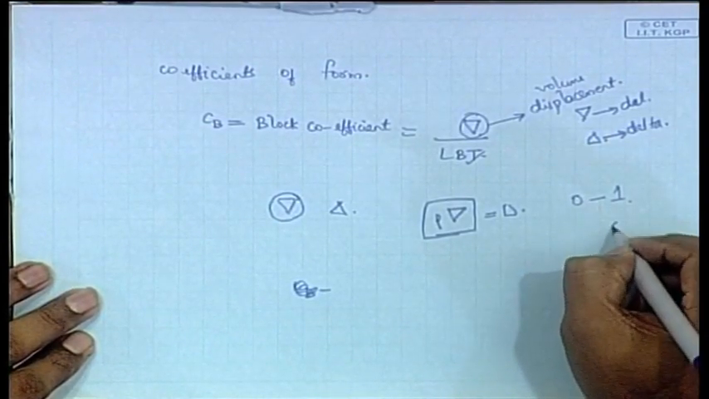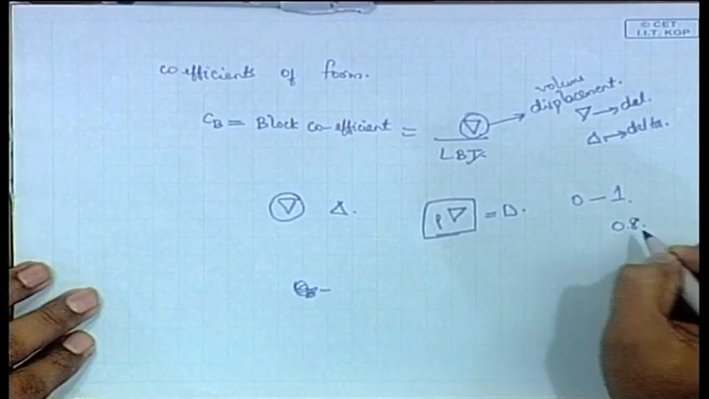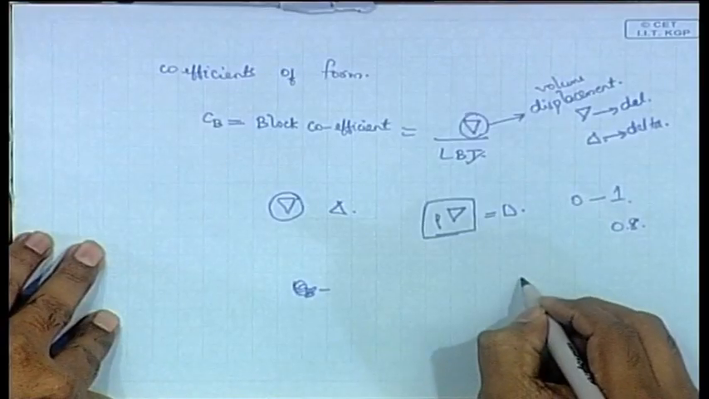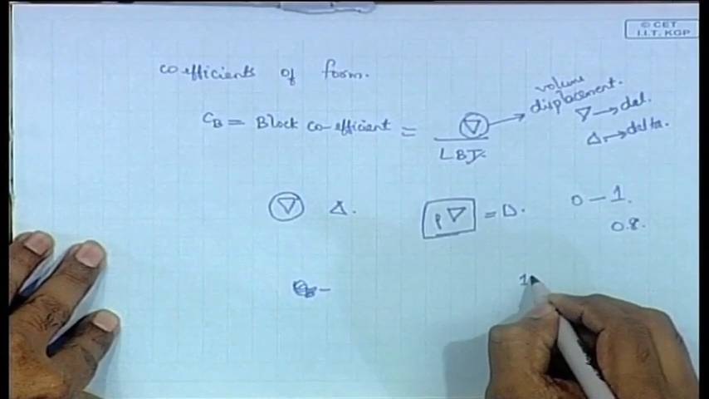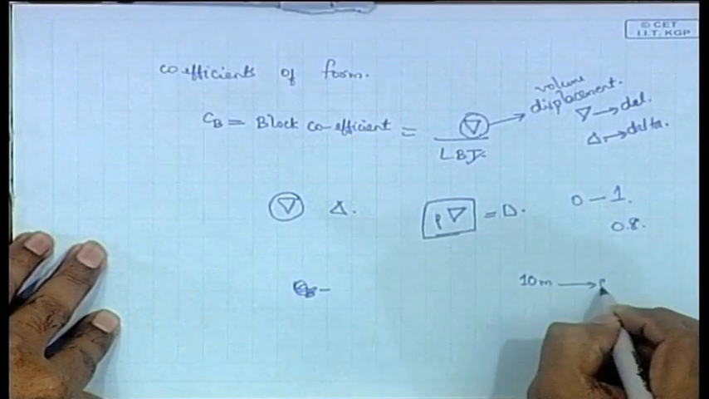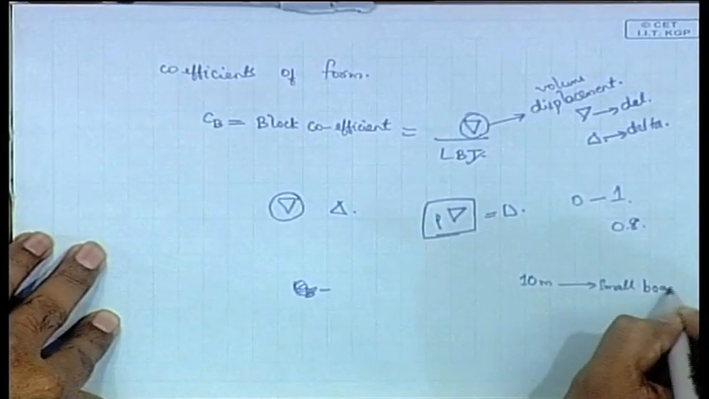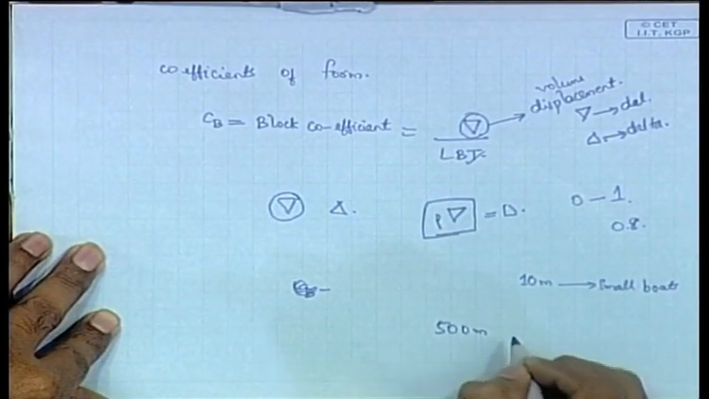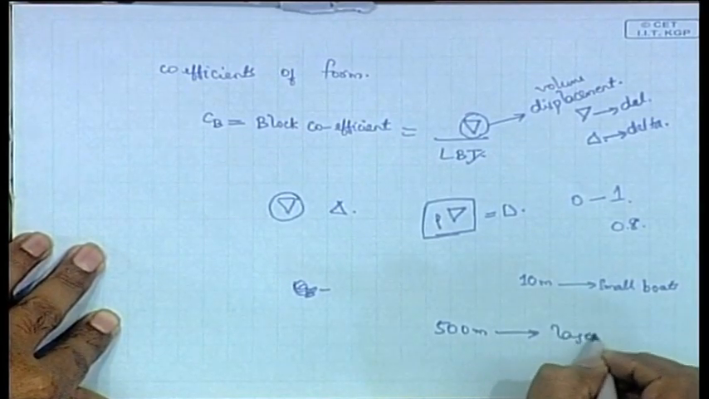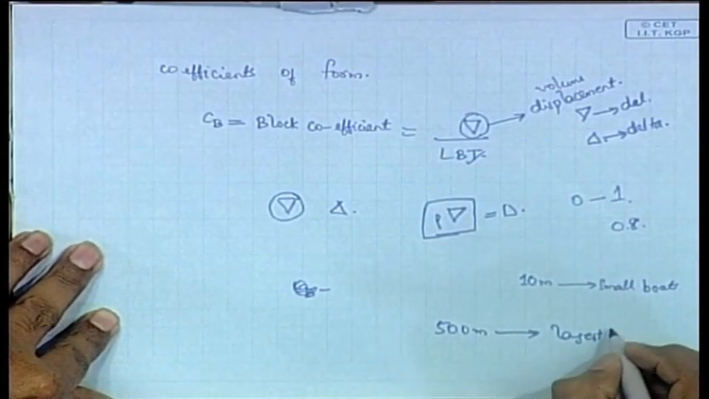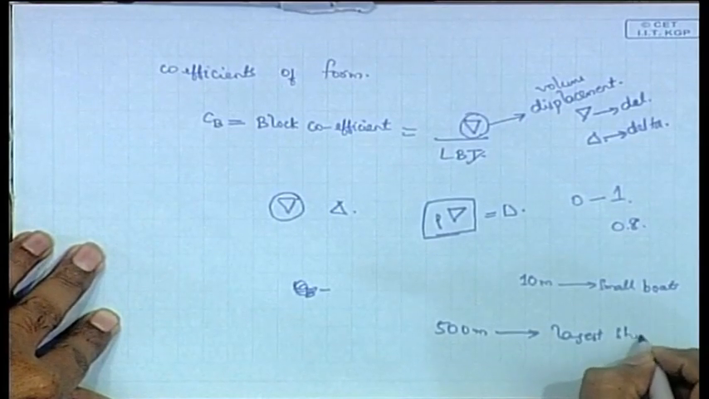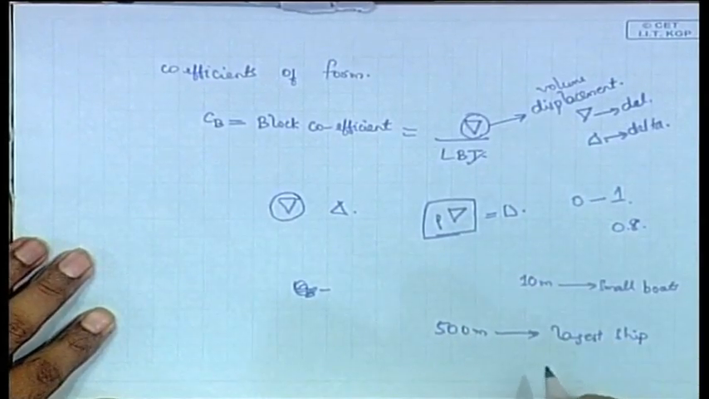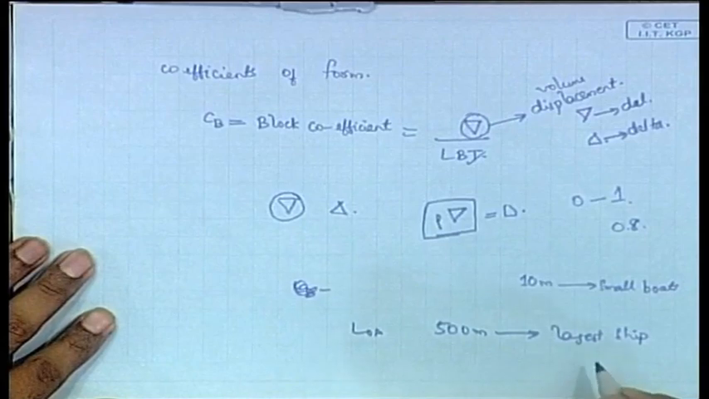Larger ships usually have it in the range of about 0.8, like a bulk carrier. By larger ships we mean, in general the range of ship length is from, let us say, about 10 to 15 meters, small boats in fact, and we can go up to the maximum, I believe, around 500 meters, maybe 550 meters. This is the range of the length of the ship, the length overall, total length.